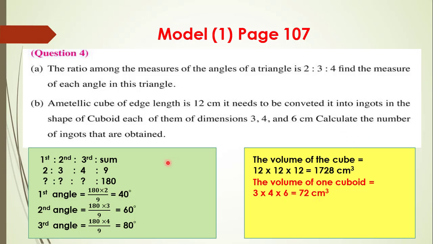Now I want to calculate the number of ingots that are obtained. So I divide the volume of the cube by the volume of one cuboid. Okay, I want to divide this cube into cuboids. So the result will be 1728 divided by 72. The result will be 24 ingots. Okay.